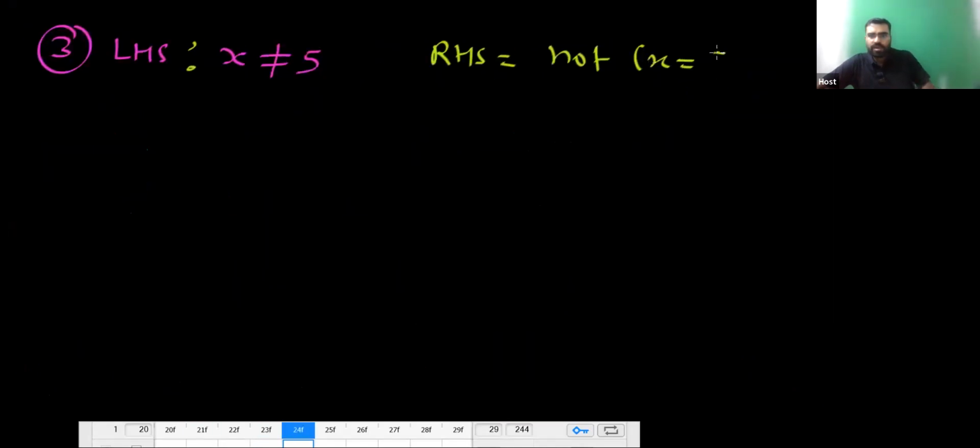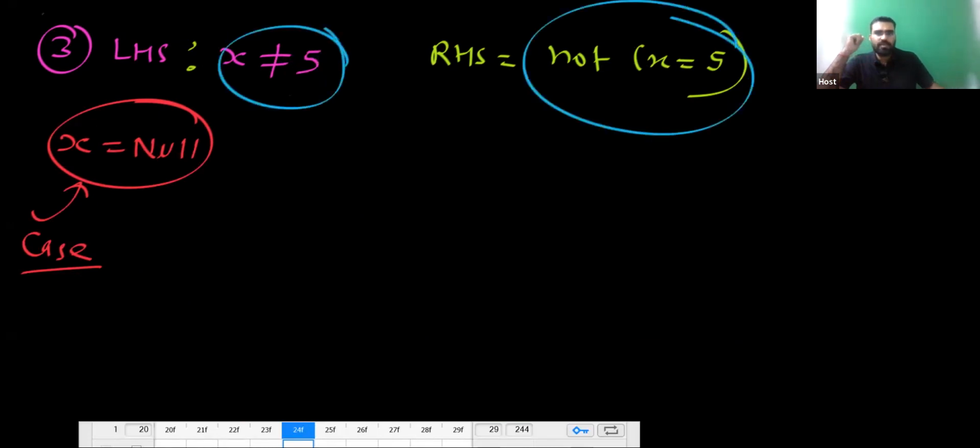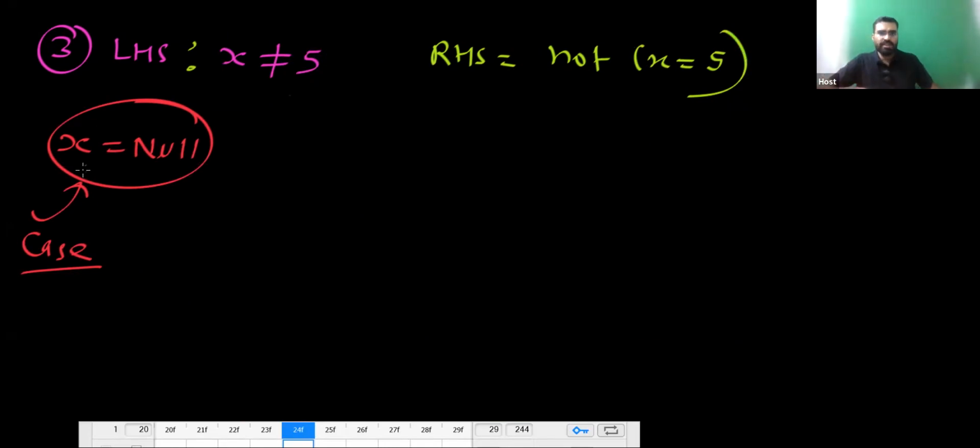Not of x equal to 5. You can notice in this situation, if x is null, this case matters. The remaining two cases, verbally check. Like if x is 5, then this will be false and this will be false. If x is 6, then this will be true. This will be true. So only this case matters.